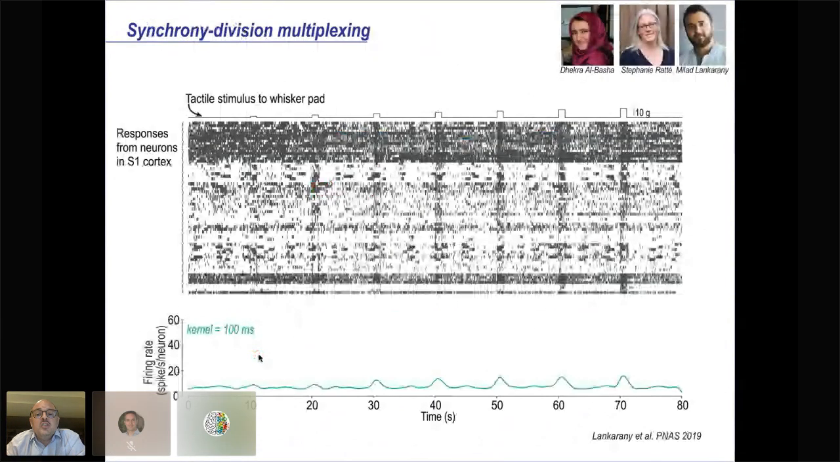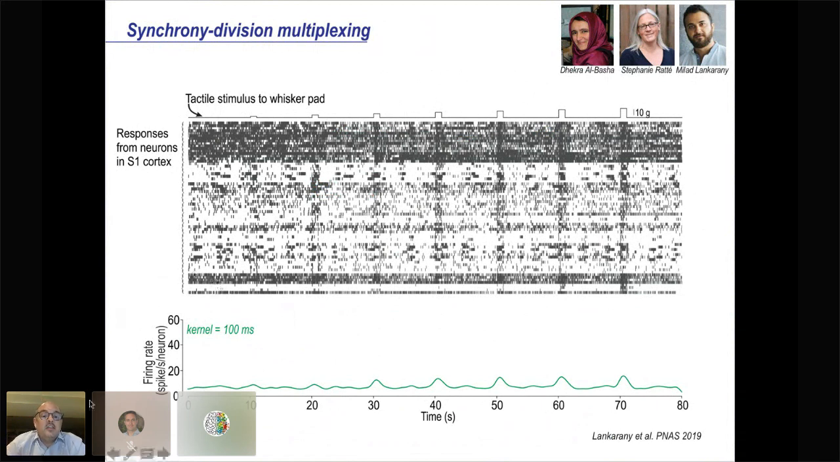So I want to take you now to a real world situation to see how some of these concepts can be applied. And so what I'm showing you here are recordings from whisker primary somatosensory cortex, so essentially barrel cortex.